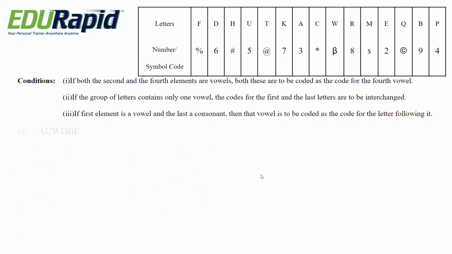Next question. AUWDBE. Options are: 95 beta 992; 25 beta 693; 3596 beta 2; 35 beta 629; 35 beta 692.